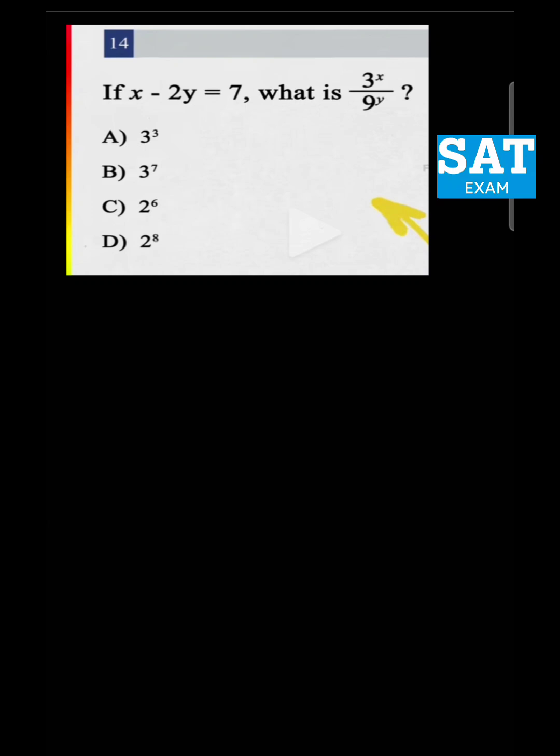If x minus 2y is equal to 7, what is the value of 3 raised to the power of x over 9 raised to the power of y? So we're asked to find the value of 3 to the power of x over 9 raised to the power of y. To do that, the first thing we need to do is to make the bases of these terms the same. In the numerator, we have base 3, and down we have 9. So we can easily write 9 in base 3.